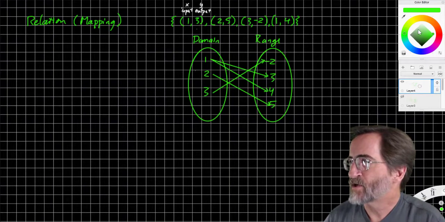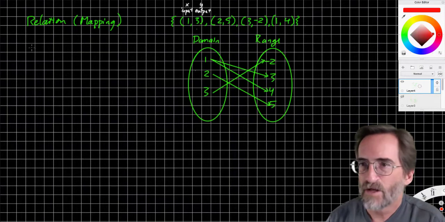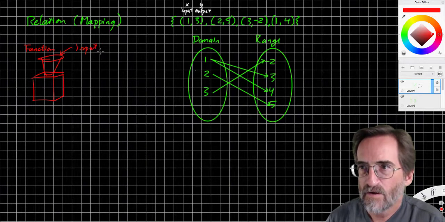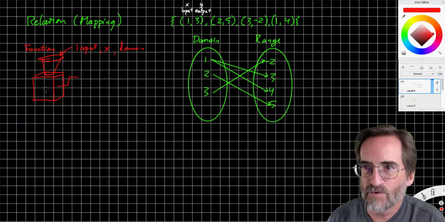A function is a special kind of relation. A function can be thought of as, I think I presented this before, a machine, right? That is, we have something we put in, the input, usually x, all the x are the domain, and we turn the crank through some function rule, whatever it might be, and out comes the output, or the y value, or the range.